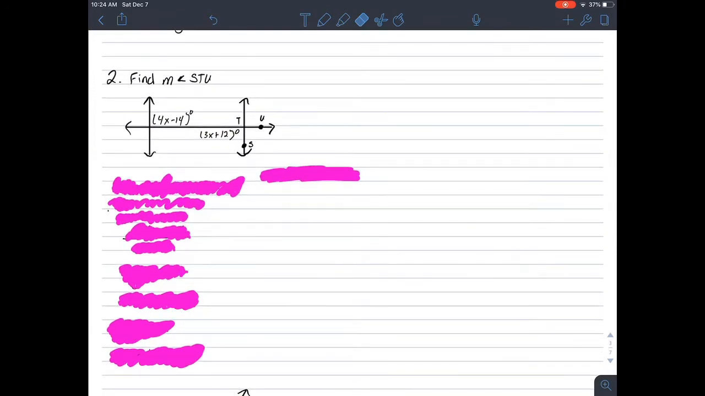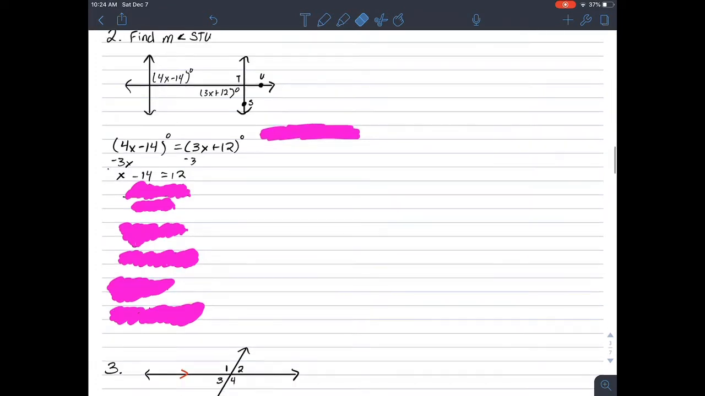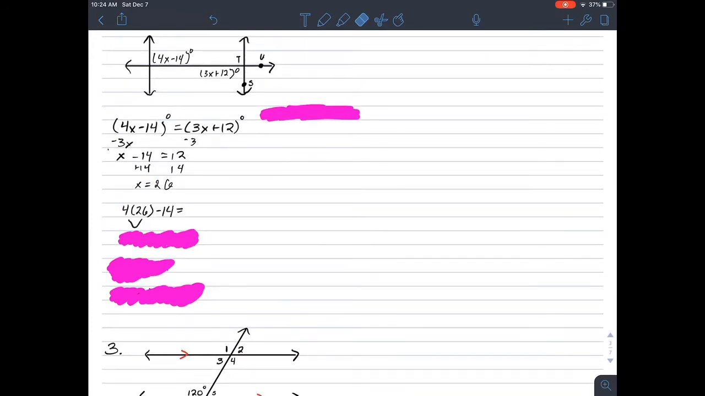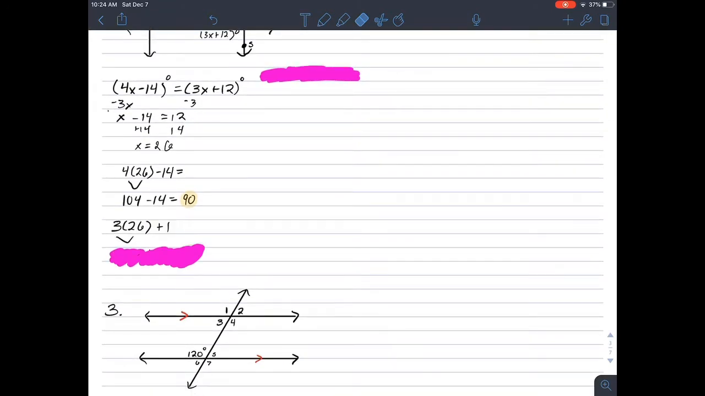Next, we want to find the measurement of angle STU. We know that we have to set it up as 4x minus 14 degrees equals 3x plus 12. We subtract 3x from both sides and end up with x minus 14 equals 12. Then we add 14 to both sides and get x equals 26. We substitute 26 in for x, and then we end up with 104 minus 14 equals 90 degrees. We substitute 26 for x one more time, and we get 78 plus 12 equals 90.